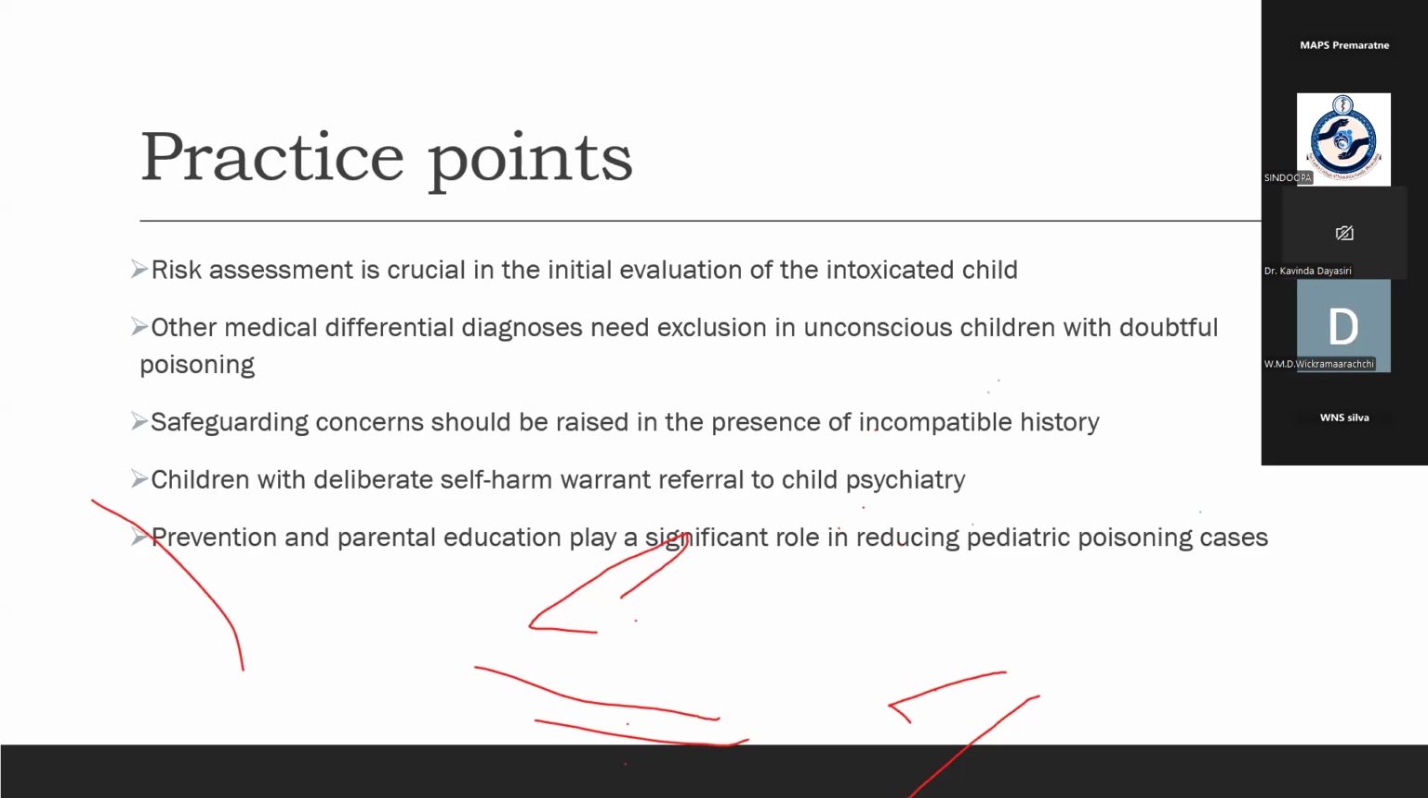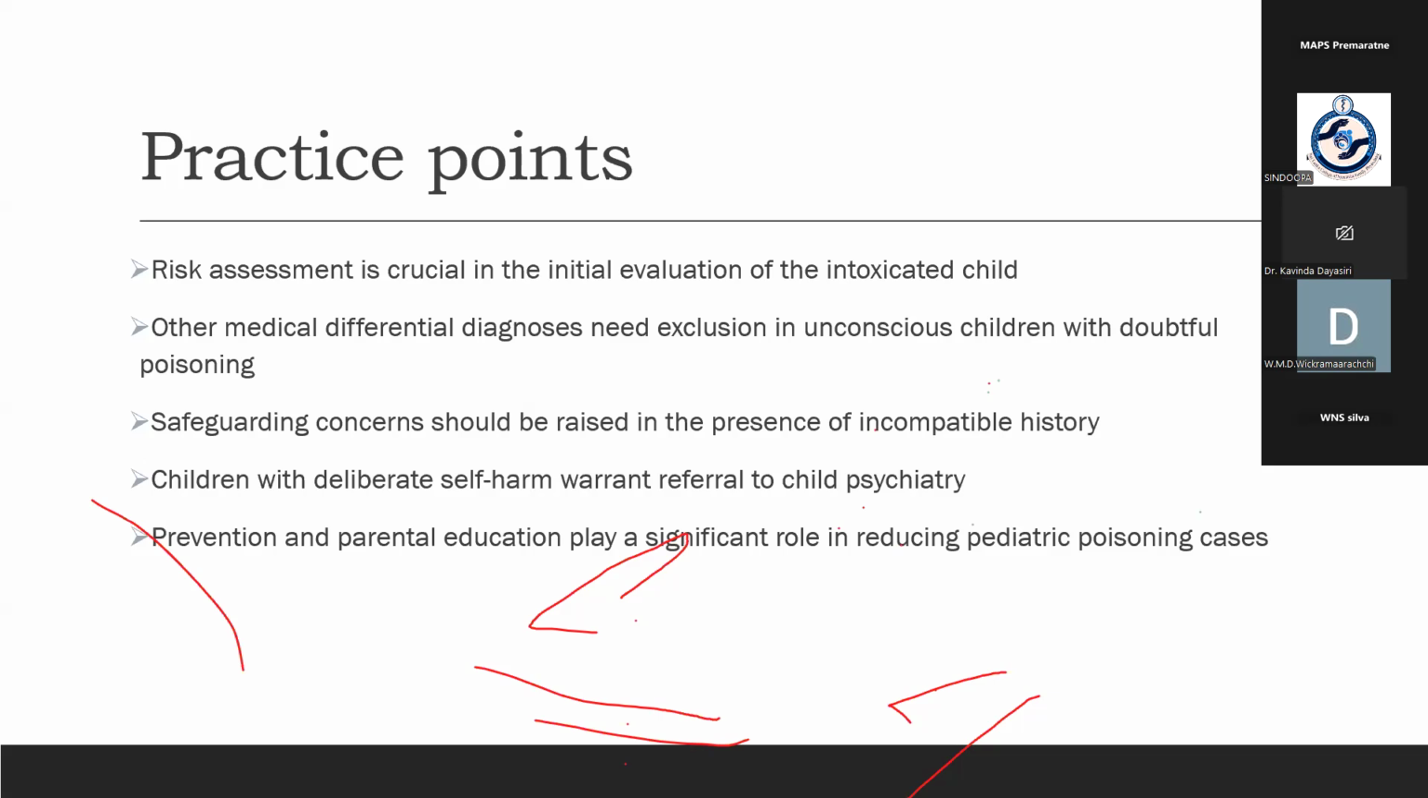and so on. And children with deliberate self-poisoning always need referral to a child psychiatrist. And then if they are found to be having some underlying psychological problem, they need to be followed up, because later on they can present with a committed suicide. So the practice should aim to prevent such instances. So it's very important that all of them are followed up. And prevention and parental education also play a significant role in reducing the pediatric poisoning cases.